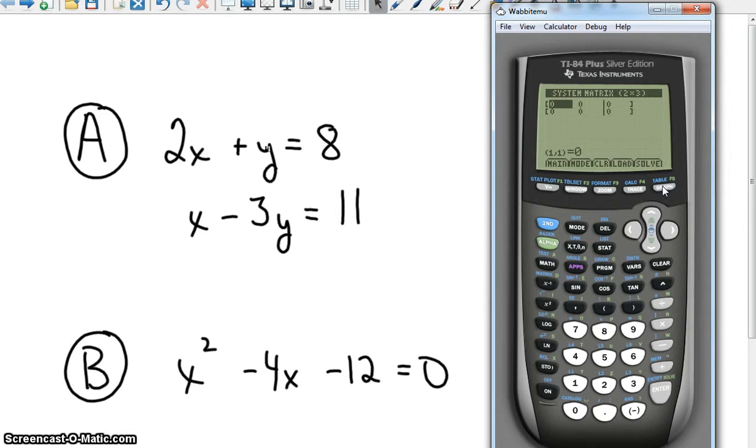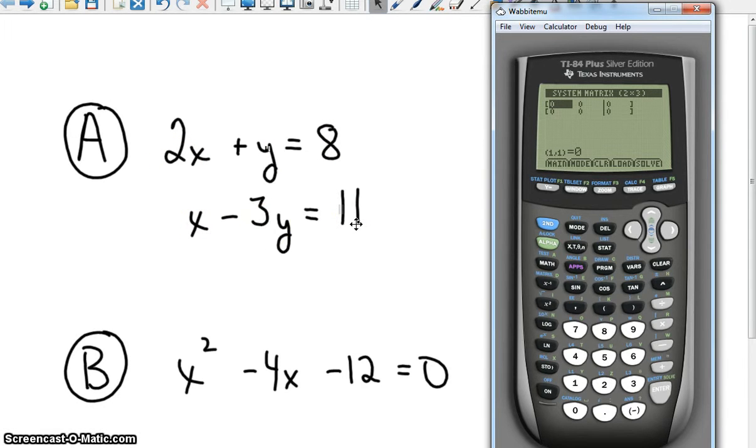And you'll notice what you get is a matrix. So it's very important before you use the calculator to solve this that your equations are written in the proper form. You must have your first variable, your second variable, equals your constant term. So x, y, constant. x, y, constant. Now I could have y, x, constant, but then below it would have to be y, x, constant.